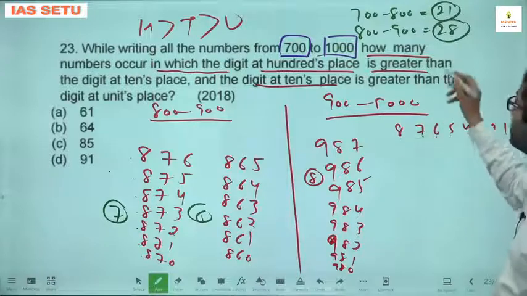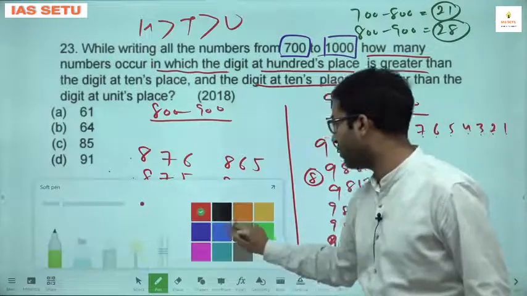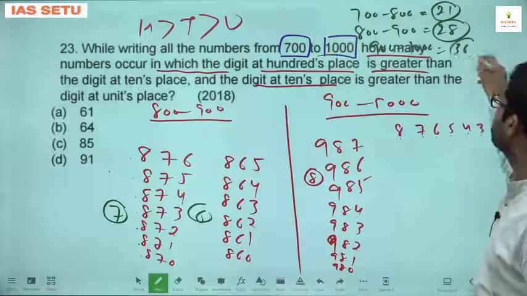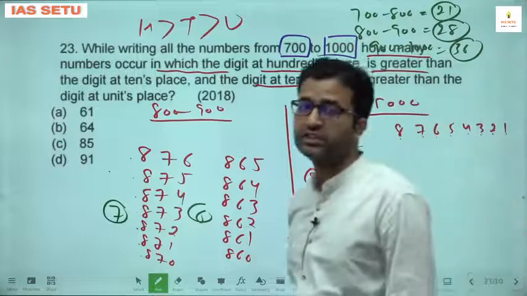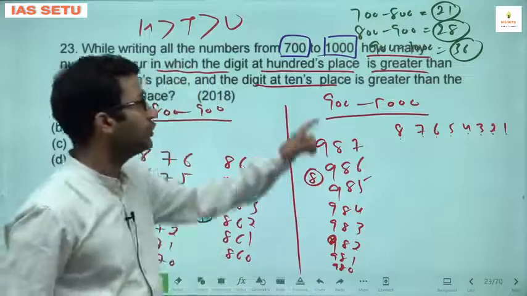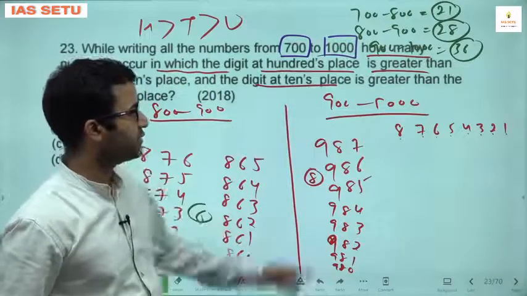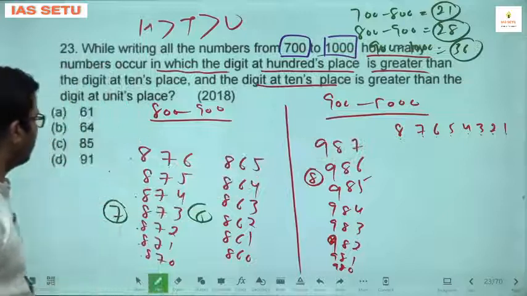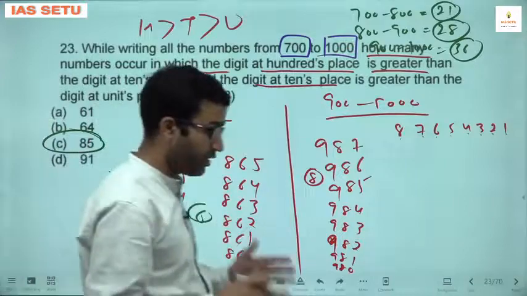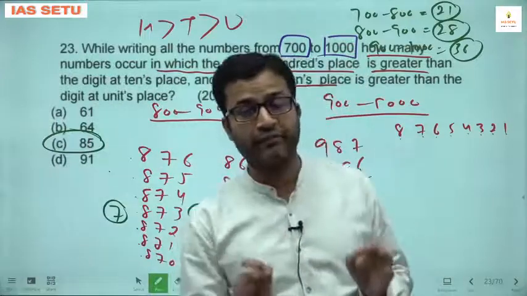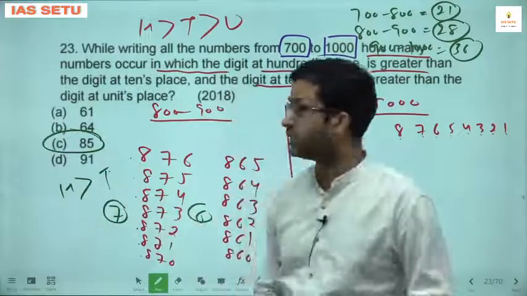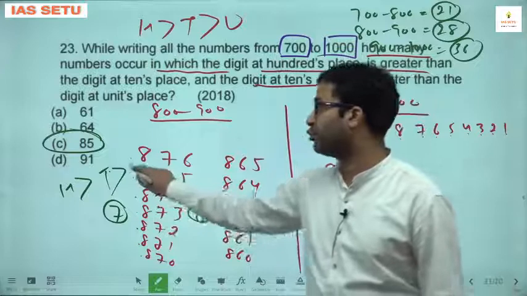21 28 36. So between 900 and 1000 we have 36 such numbers which satisfy this condition that hundreds place digit is greater than tens place, tens place is greater than unit place. So you add 21 plus 28 plus 36, 1 plus 8, 9, 9 plus 6, 15, 5. So 85. So here between 700 and 1000 there are only 85 such numbers where hundreds place digit is greater than tens place digit and the tens place digit is greater than unit place digit.